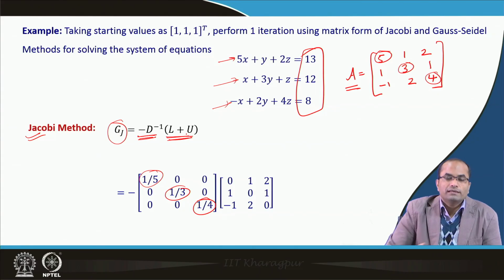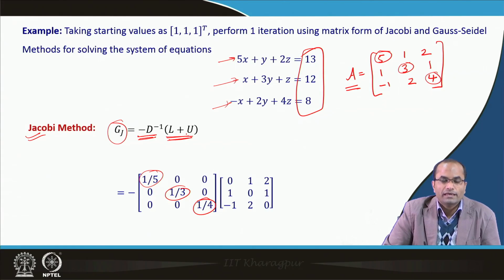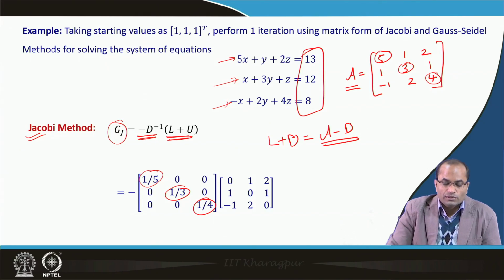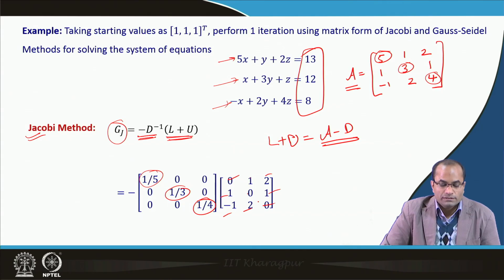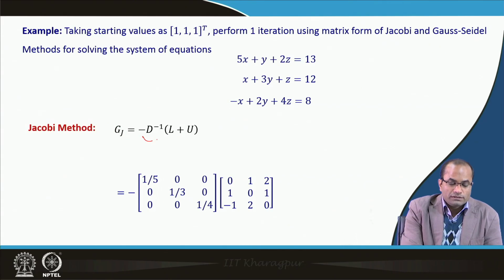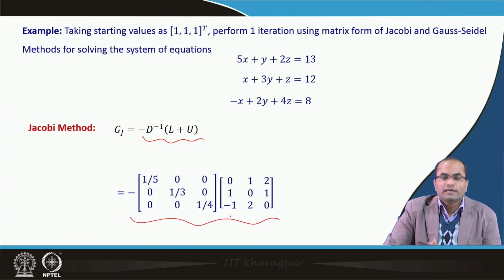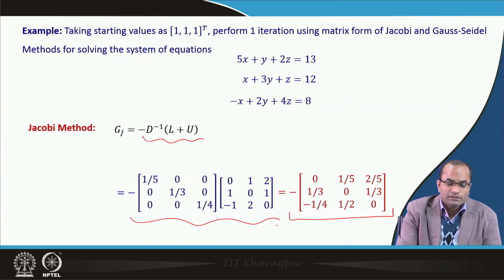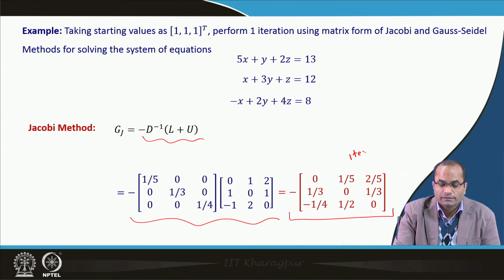Then L plus U, where L is the lower triangular and U is the upper triangular. When we add them, it is nothing but A minus D. So, L plus U is matrix A with the diagonal entries removed, so we set 0 0 0 on the diagonal and everything else stays the same. We then multiply minus D inverse and L plus U, and we get a new matrix, which is our iteration matrix.